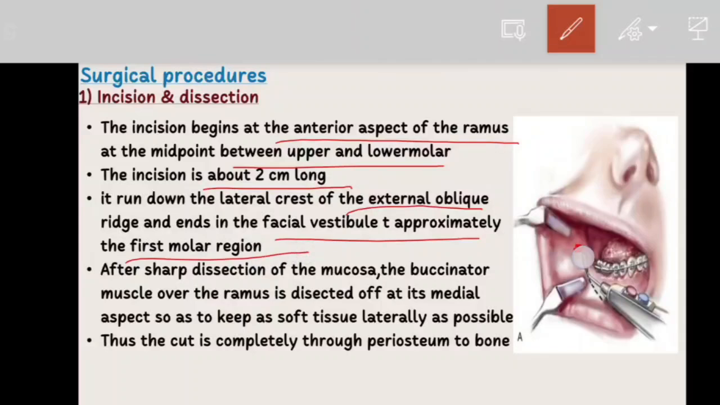It runs downward along the external oblique ridge and ends in the facial vestibule near the first molar. You see this is the first molar, so it will end somewhere here. After that we do sharp dissection of the mucosa. The buccinator muscle is dissected mesially and we try to keep the maximum soft tissue laterally. The incision goes through mucosa and periosteum up to the bone. The important point is that a full thickness mucoperiosteal flap is reflected.